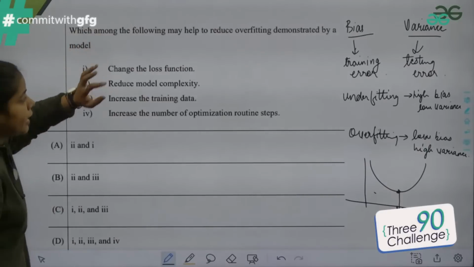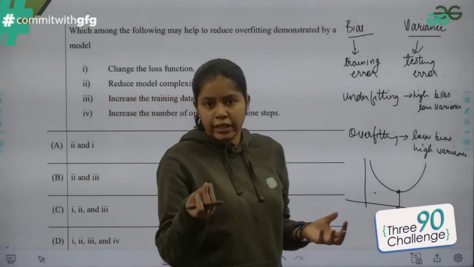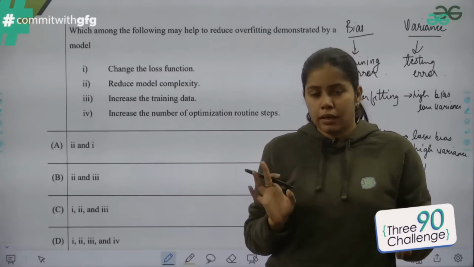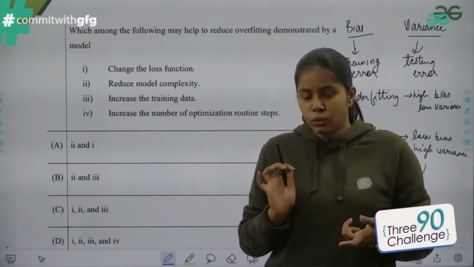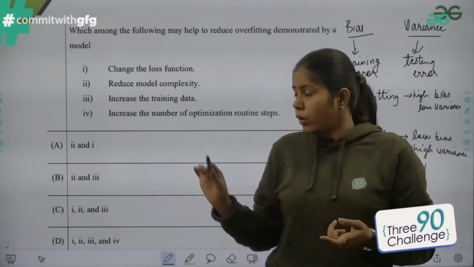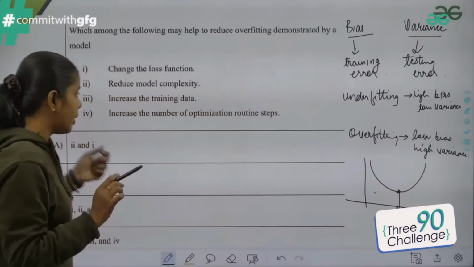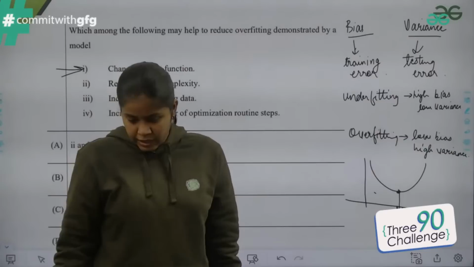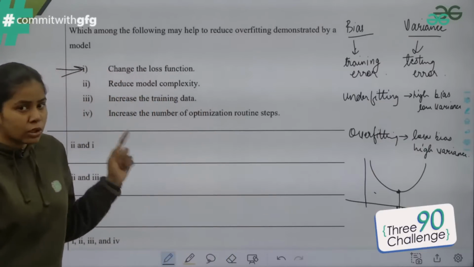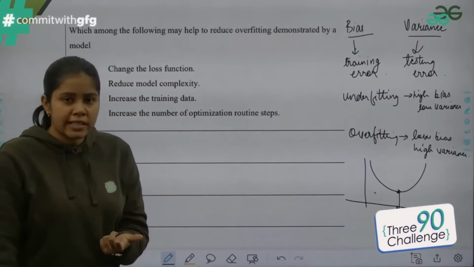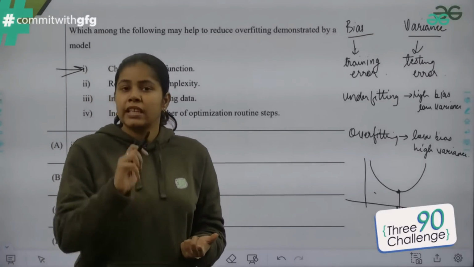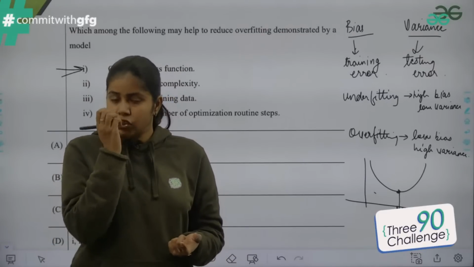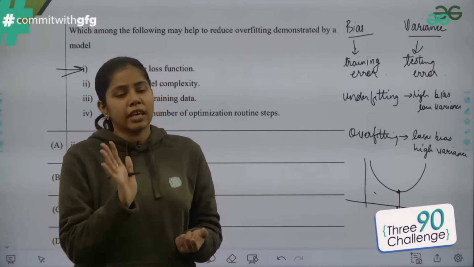Now they are asking how to reduce overfitting. Overfitting is when I fit my training data so well that it does not do well on my testing data. I want a generalized result. So if you remember, changing the loss function would help with overfitting. Have you heard about the regularization parameter? If you look at linear regression, lasso and ridge help me change my loss function, and using that we can reduce overfitting.